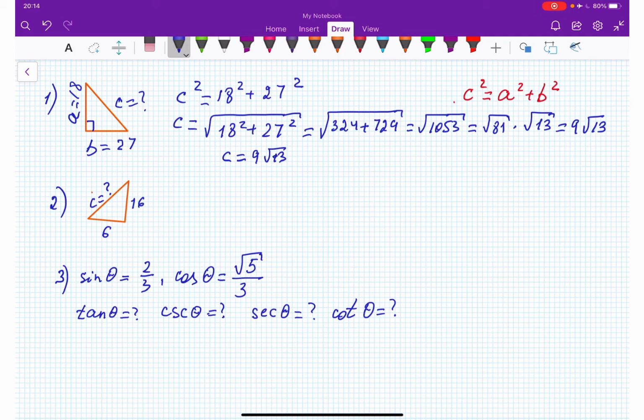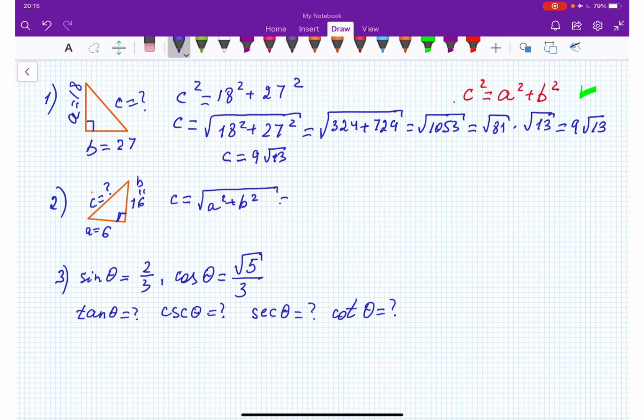Okay, a similar problem is the next one. So we have A equals 6 and B equals 16. So we need to find C. C is our hypotenuse. And how do we know that it's the hypotenuse? It's lying right against the right angle, 90 degrees. Okay, so C is going to be equal to the square root of A squared plus B squared. Yes, using this formula.